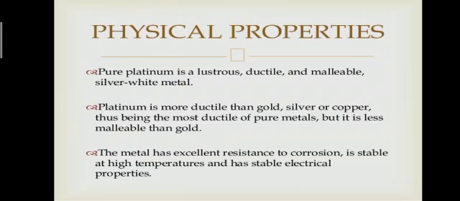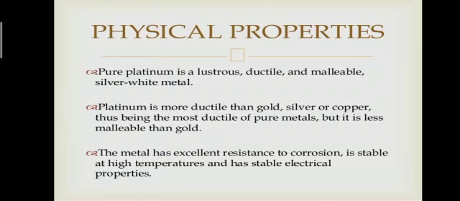Platinum is the 72nd most common element in the Earth's crust. That is why platinum is very expensive. Pure platinum is a lustrous, ductile, and malleable silver white metal. What does it mean? That it can also exist in this soft form.